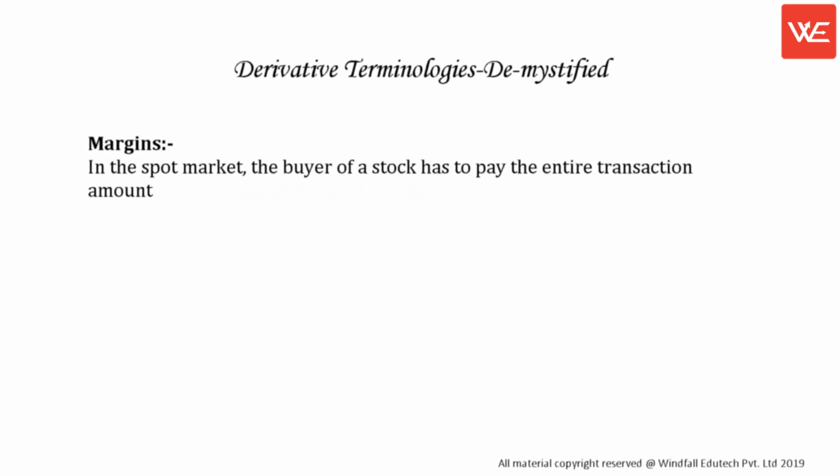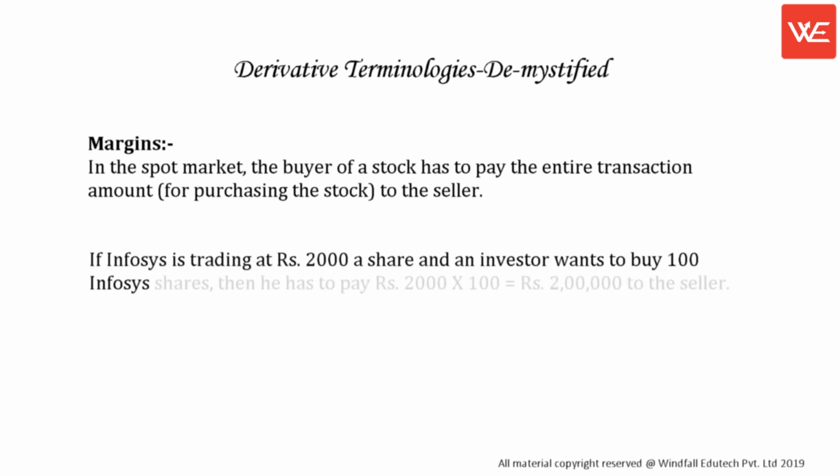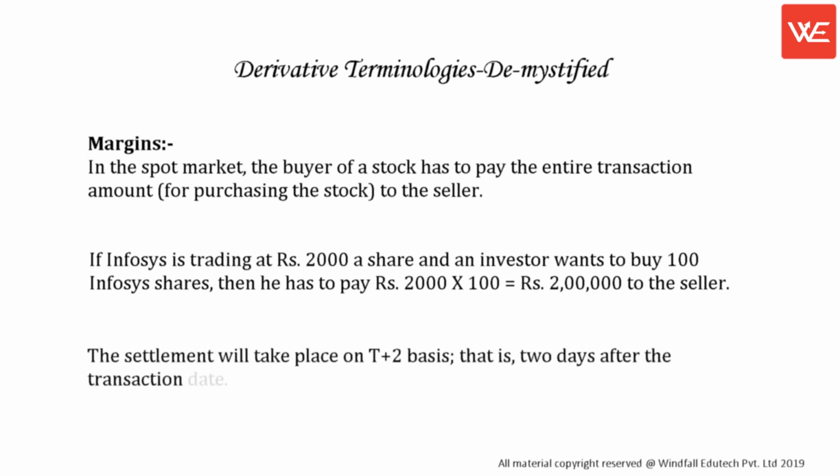Margins. In the spot market, the buyer of a stock has to pay the entire transaction amount for purchasing the stock to the seller. If Infosys is trading at 2,000 rupees a share and an investor wants to buy 100 Infosys shares, then he has to pay 2,000 rupees times 100 equals 2 lakh rupees to the seller. The settlement will take place on a T+2 basis, that is, 2 days after the transaction date.